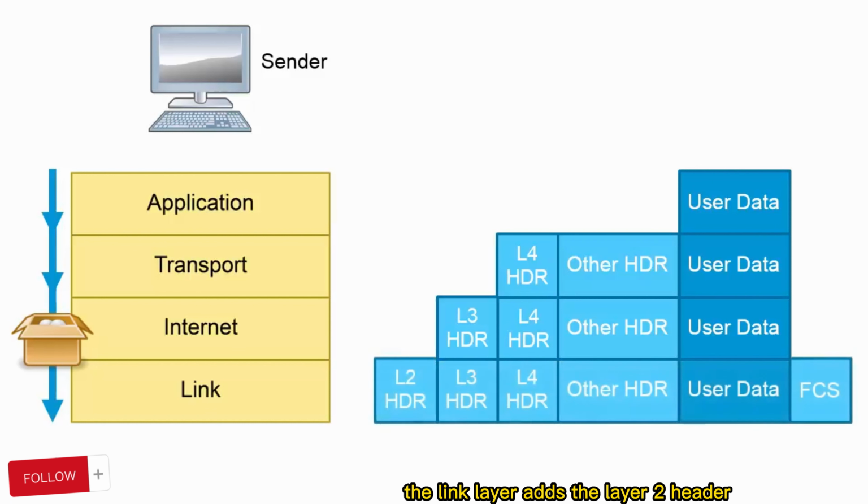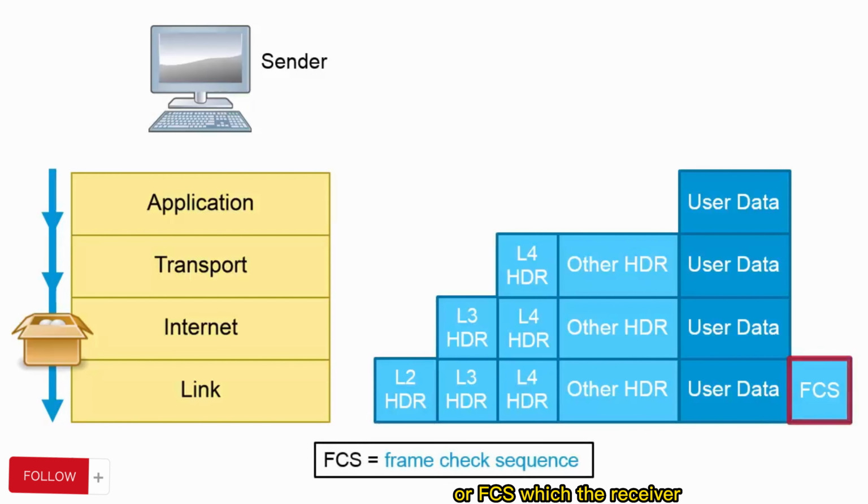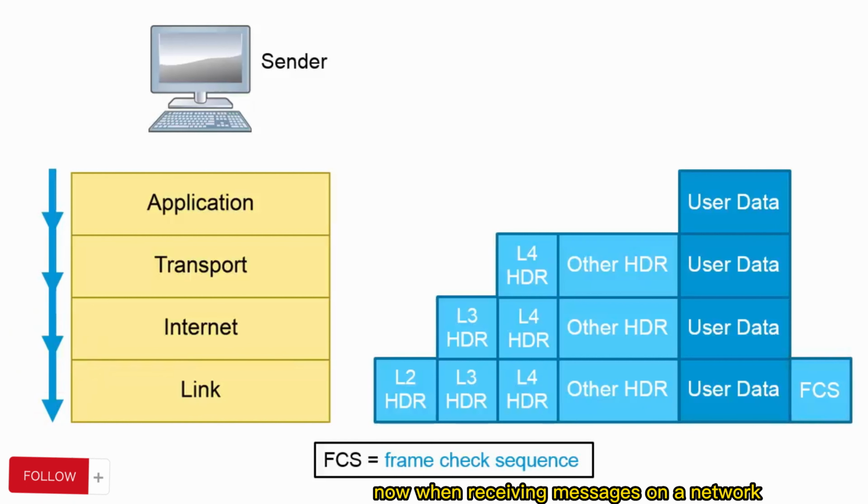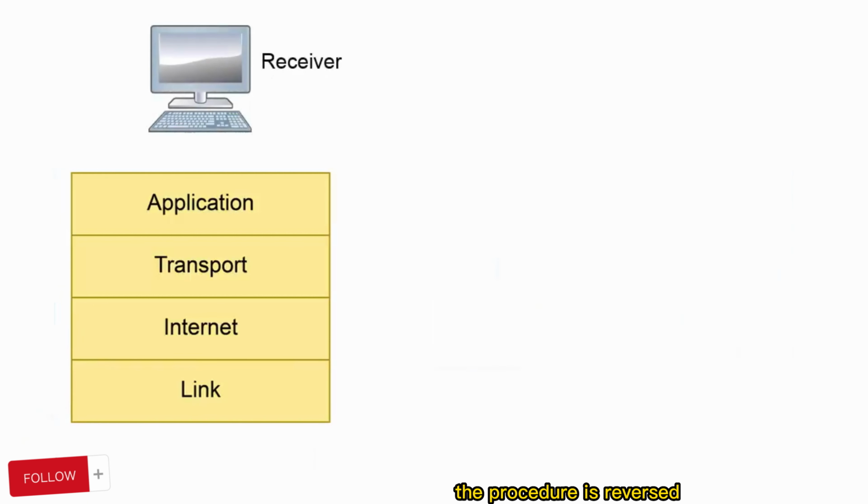The link layer adds the layer 2 header and a trailer to the data. A layer 2 trailer is usually the frame check sequence, or FCS, which the receiver uses to detect whether the data is in error. Now, when receiving messages on a network, the procedure is reversed.